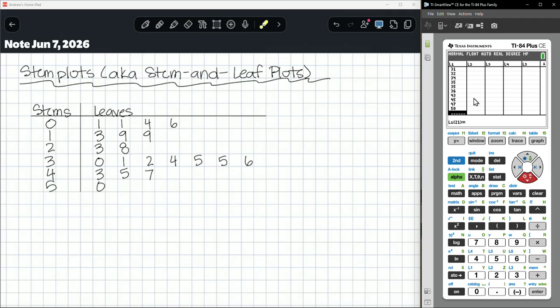When I draw a stem plot, I do need to provide a key so that people know how to read it. So 1|3 equals 13. That's important.